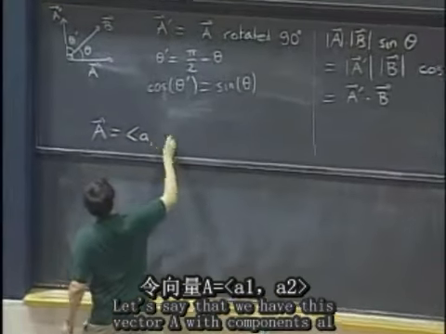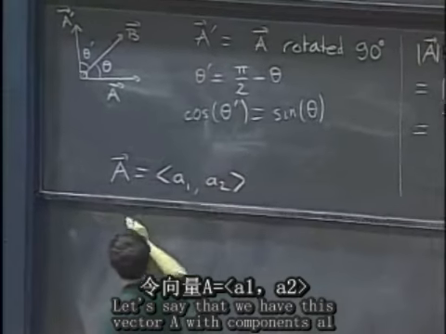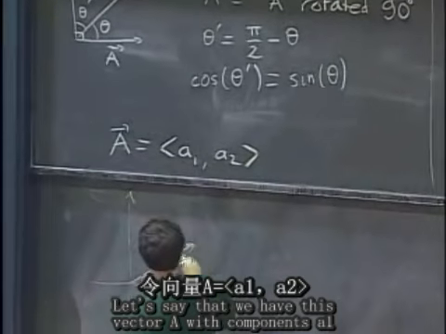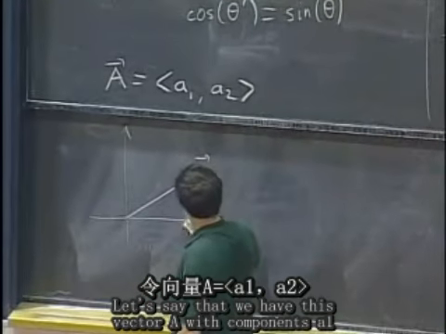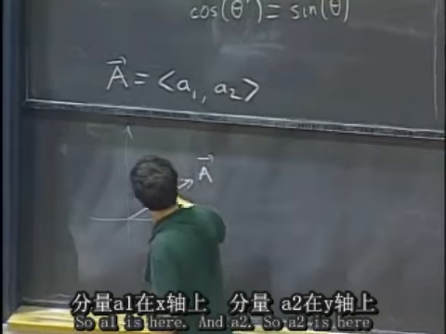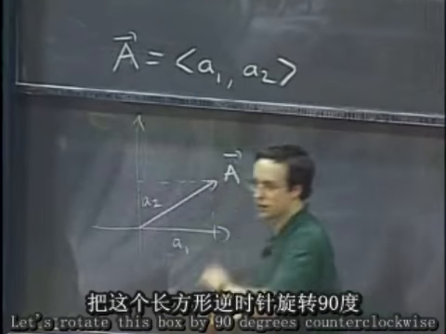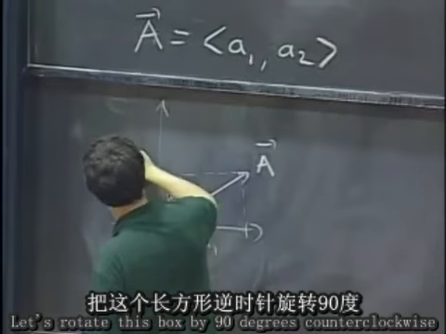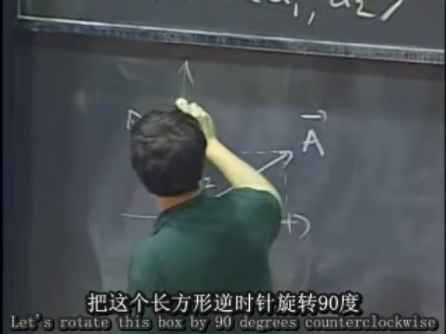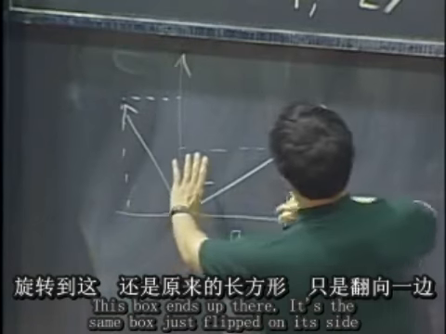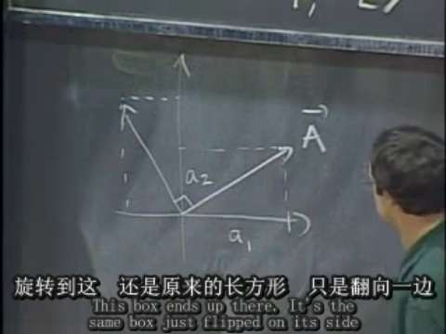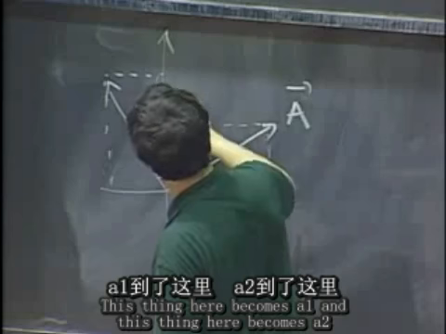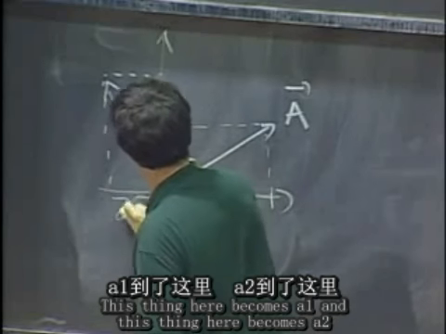Let's say that we have this vector A with components A1, so A1 is here, and A2, so A2 is here. Okay, let's rotate this box by 90 degrees counterclockwise. So this rectangular box ends up there. It's the same box, just flipped on its side. So this length here becomes A1, and this length here becomes A2.